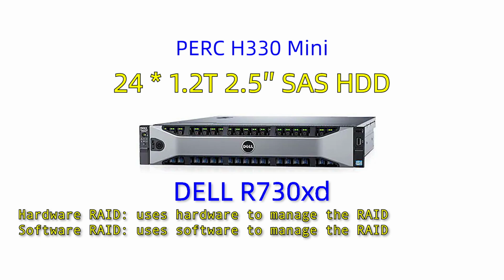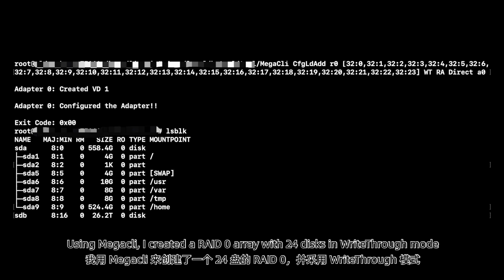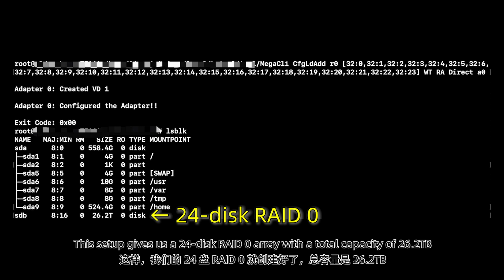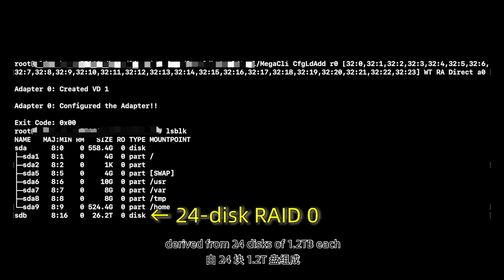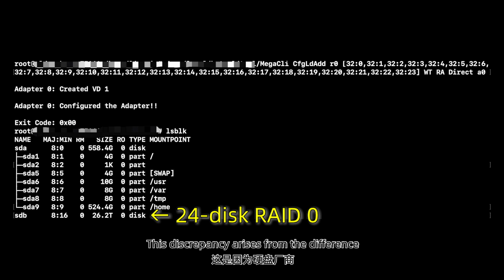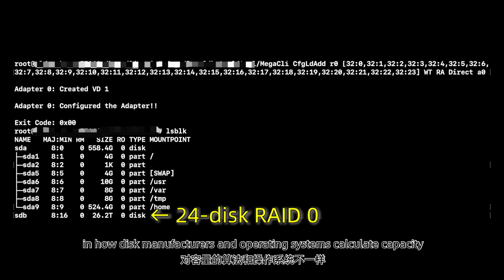Linux for this purpose. Using MegaCLI, I created a RAID 0 array with 24 disks in write-through mode, which means data is written directly to the disks without being cached. This setup gives us a 24-disk RAID 0 array with a total capacity of 26.2 TB, derived from 24 disks of 1.2 TB each. Some of you may notice that 1.2 TB multiplied by 24 equals 28.8 TB, not 26.2 TB. This discrepancy arises from the difference in how disk manufacturers and operating systems calculate capacity.